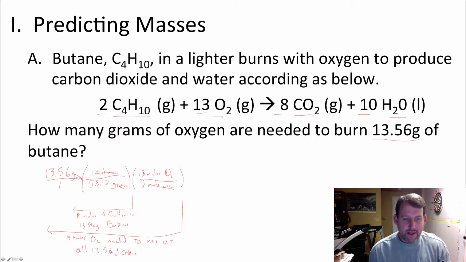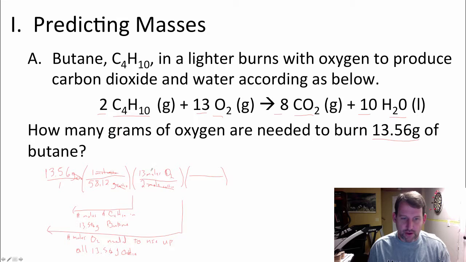But here's the key. This tells me how many oxygens I need to use up all of this 13.56 grams of butane. It doesn't tell me how heavy. At this point, I know how many oxygens, but I can't go count them with a tweezer. So I need to convert this how many number into a how heavy number, because that's something I can measure in the lab. So my next step is to take this how many number and convert it to how heavy. And for that, I need the molar mass of O2. Each oxygen is 16 grams per mole, so 32 together.